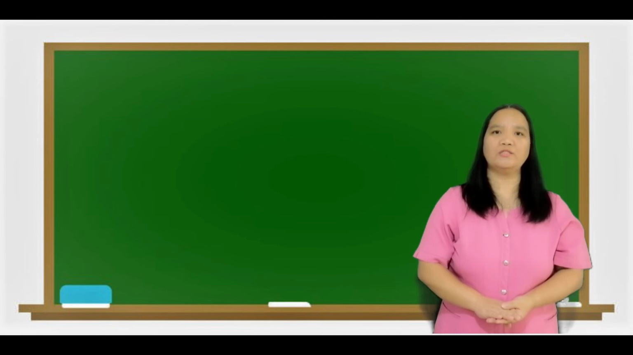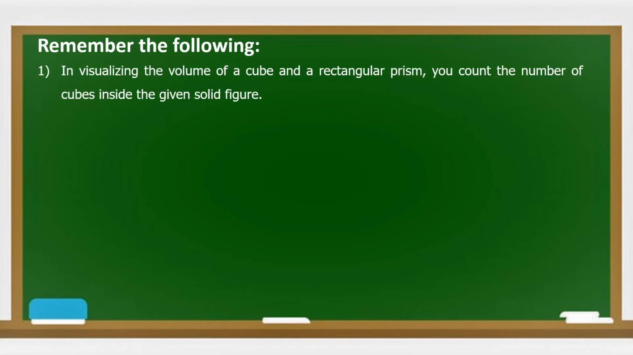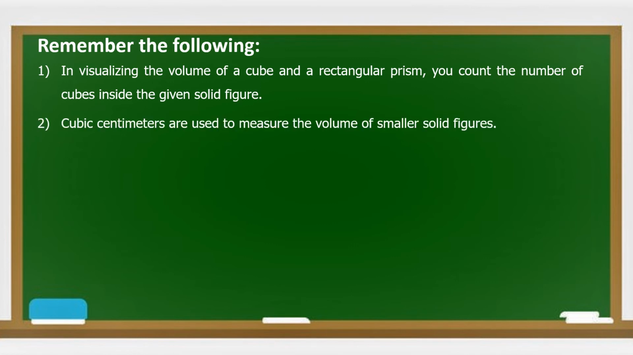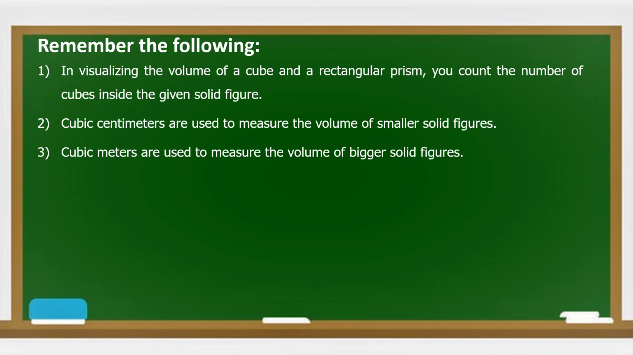Let's now proceed to what I have learned on page 10. Remember the following. 1. In visualizing the volume of a cube and a rectangular prism, you count the number of cubes inside a given solid figure. 2. Cubic centimeters are used to measure the volume of smaller solid figures. 3. Cubic meters are used to measure the volume of bigger solid figures.